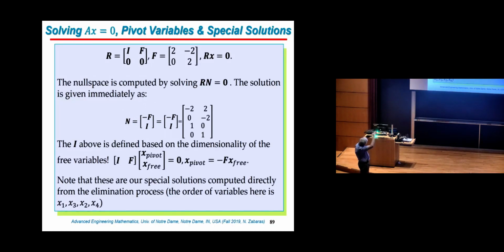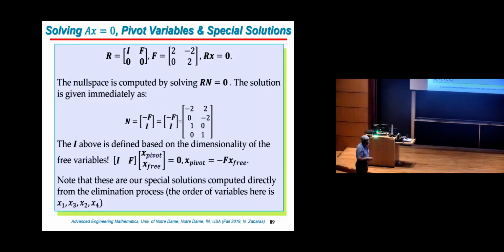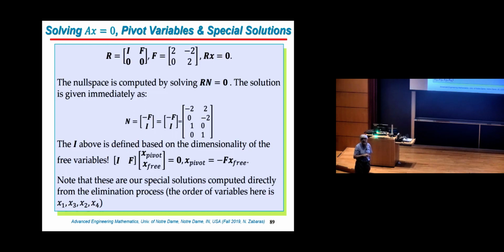So from the top block matrices, what will you get? I times minus F and F times I. What does that give you? The 0 matrix. And what do you get from the bottom? 0 times minus F and 0 times I, you get 0. So basically, the solution to the null space problem is [minus F; I].